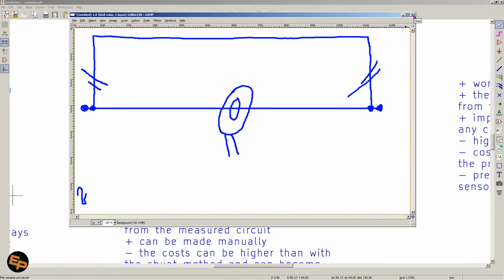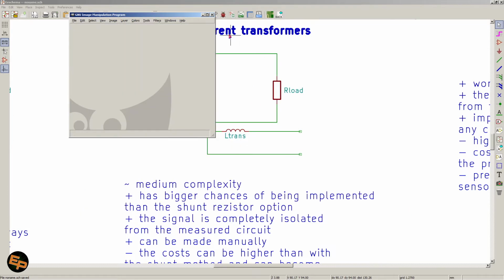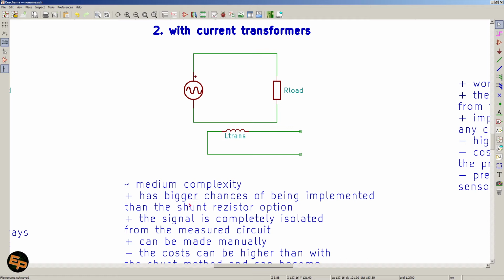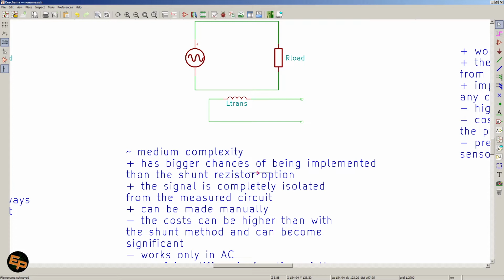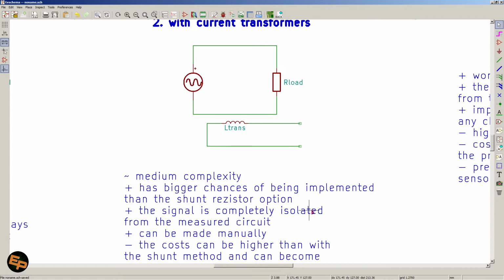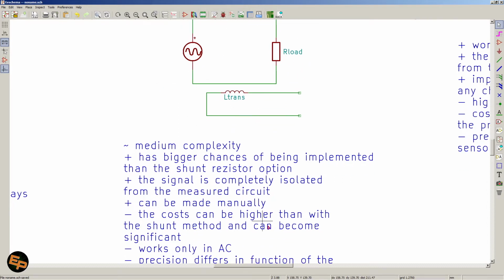So this is a lot more achievable than trying to put a shunt resistor in series. That's why I said it has bigger chances of being implemented than the shunt resistor option. Another advantage is that the signal is completely isolated from the measured circuit. Like I said earlier, the signal, which is basically this voltage created through electromagnetic induction in this coil, has no electrical connection to the original circuit, right?